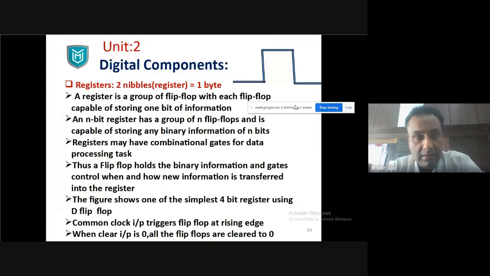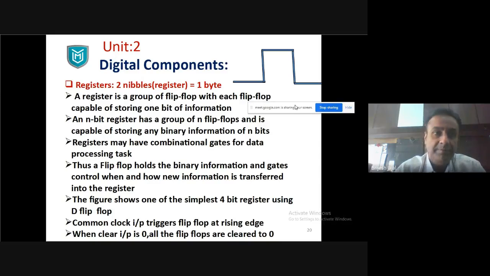One byte is formed by using 2 nibbles, right? So 4 plus 4, 2 groups of nibbles make a single byte. So this is how we identify a register. When you are given a register, you need to assume that there are 4 bits inside it, not 8. Just forget about 8. Right now we will not talk about bytes. So this is the first thing about registers: one byte is 2 nibbles.